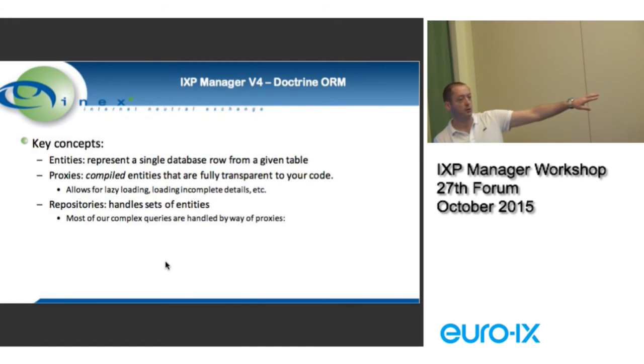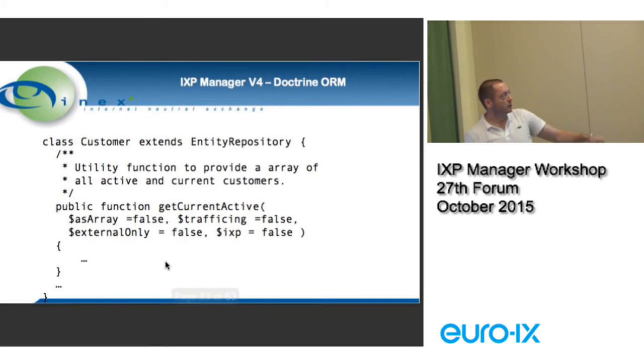So most of our complex queries in IXP Manager are handled by way of repositories. So here's the customer repository, and you can see we have a function here that we use all the time, get current active. So this function gets us all the current active customers from the database. And if you want to get it as an array as opposed to entities, if we only want the ones that are trafficking, so not associate members, for example. External only means not INEX or not the root service because they exist as customers for the provisioning system.